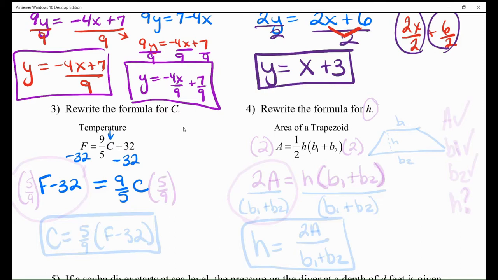Whenever we have a fraction in front of a variable, the next step is to multiply both sides by the reciprocal. The reciprocal of 9/5 is 5/9. When you write out each step, you're left with the formula solved for the other variable. So C equals 5/9 times F minus 32.